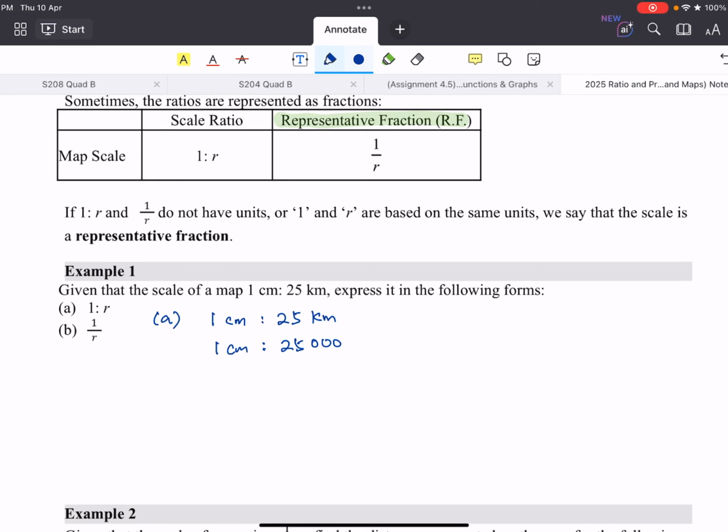25,000 meters, and then 2 more zeros for centimeter. Okay, so there we go. The final form, the scale is 1:2,500,000. Do count your number of zeros correctly. So this is part A. Part B, representing as a fraction, we just have to write it in fraction form. So we are fine.